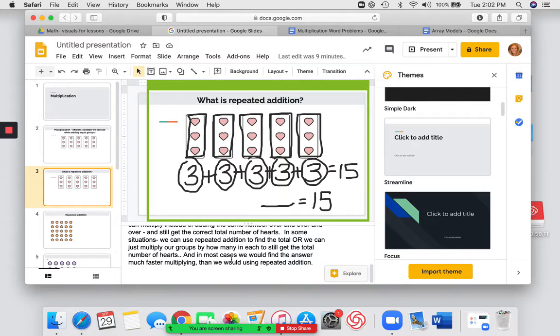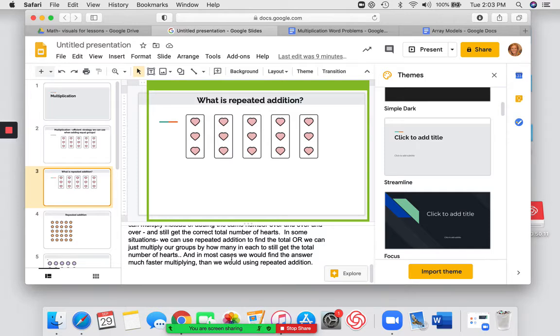I want to quickly erase my multiplication and just point out something I'm seeing with addition. In an addition number sentence, we're seeing 3 plus 3 plus 3 plus 3 plus 3. That really means that there are 3 in each, and there are 1, 2, 3, 4, 5 groups. And another way to say it is 5 groups of 3, which means 5 times 3. Let's go to the next one.